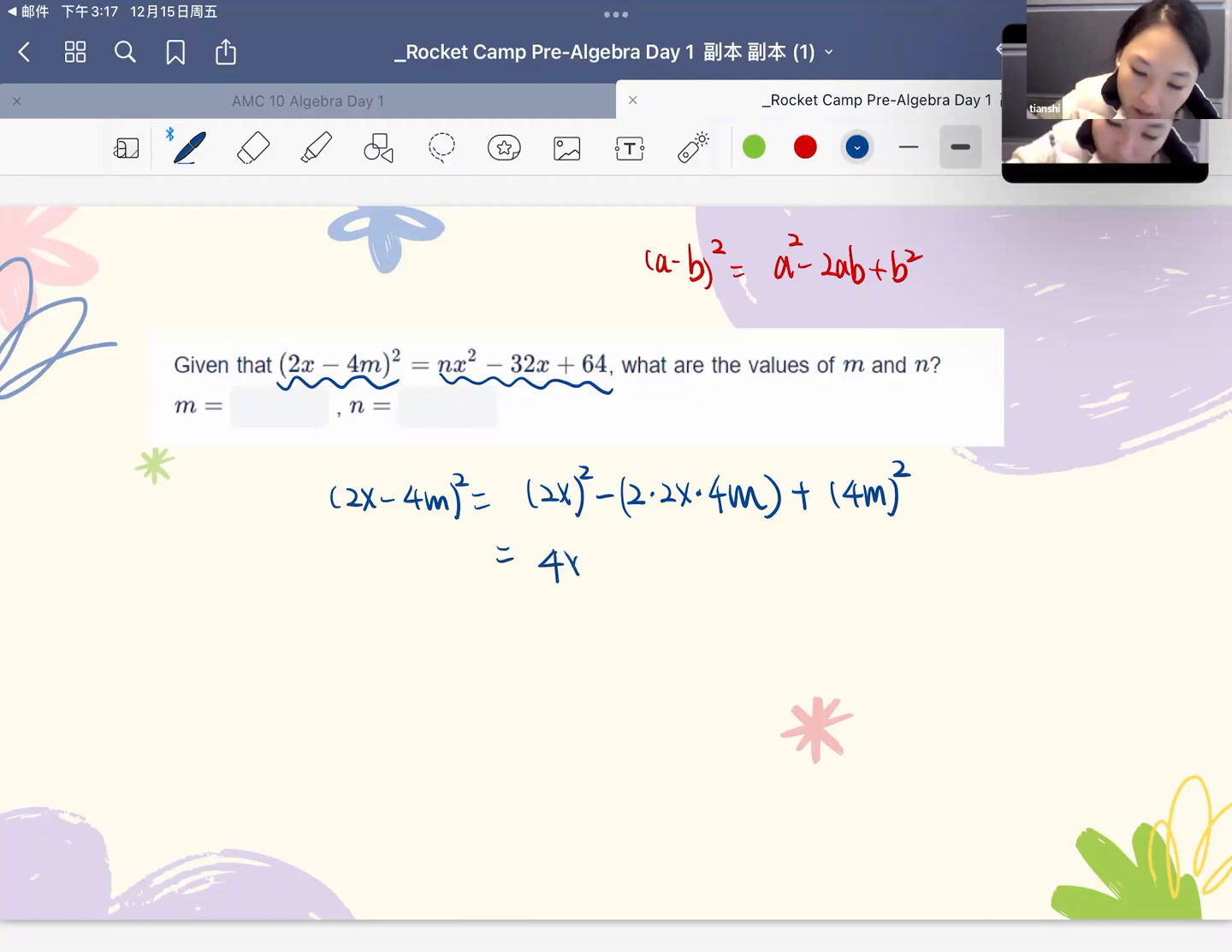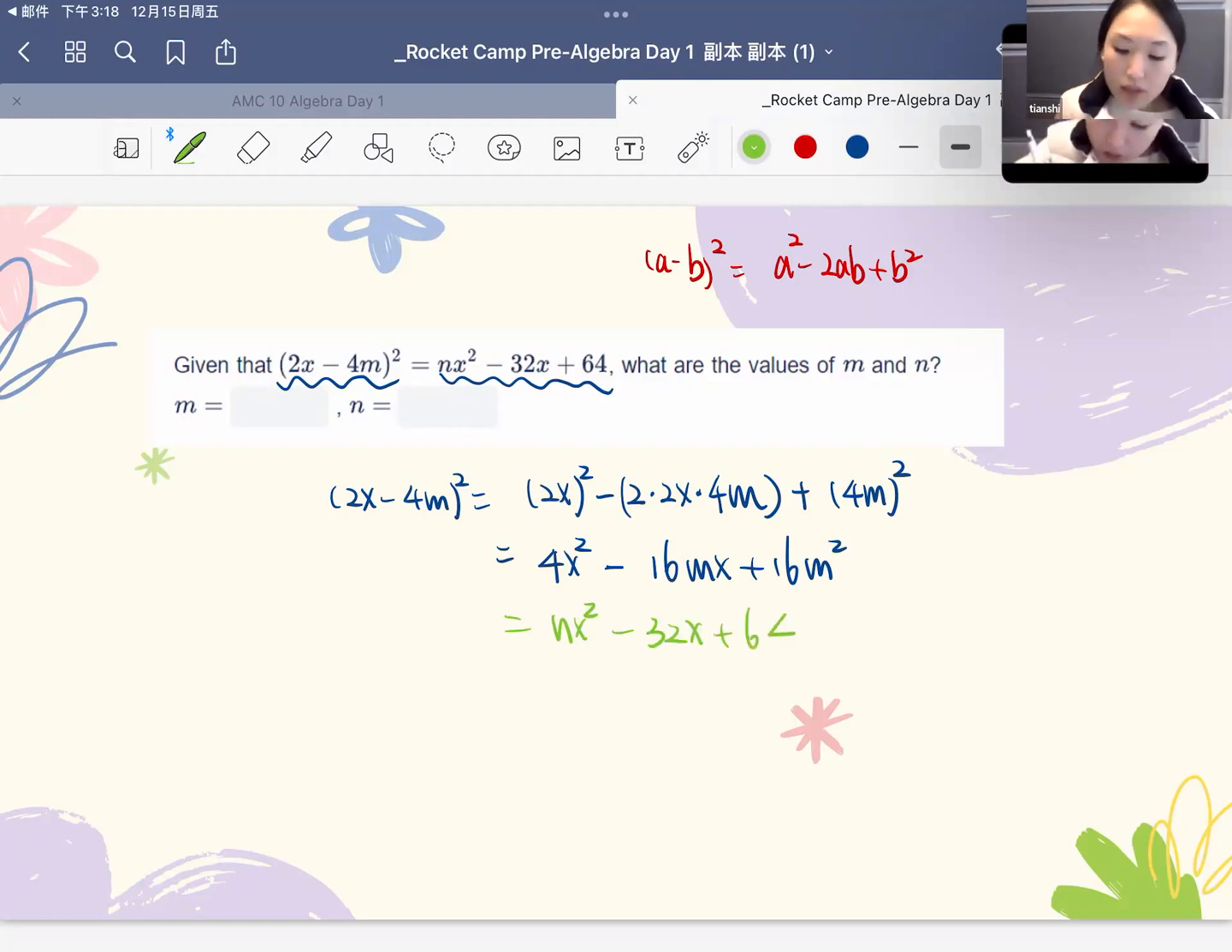And then we just expand the formula, okay? So 4x squared, and then we have, 4 times 4 is 16, okay? Minus 16mx. And then we have plus 16m squared, right? Here we need to compare this with the one given in the question, so this should equal nx squared minus 32x plus 64. By comparing the two formulas, we can get the values for m and also n, right? So n should equal 4 because n is the coefficient for x squared.